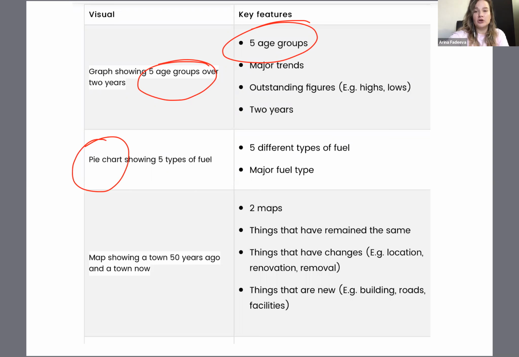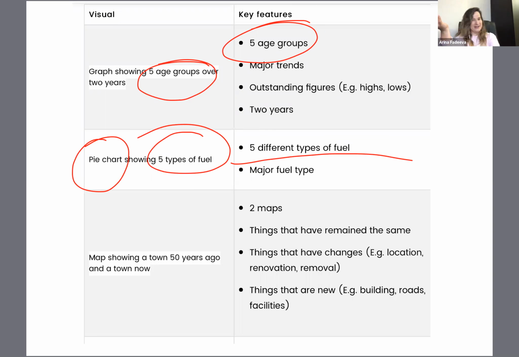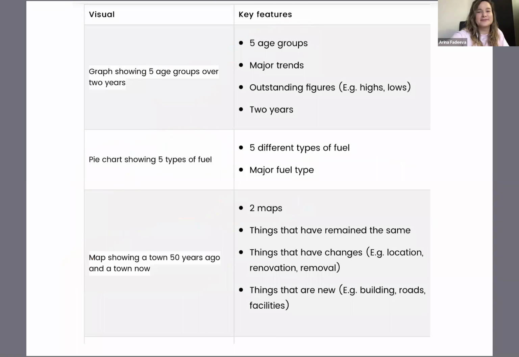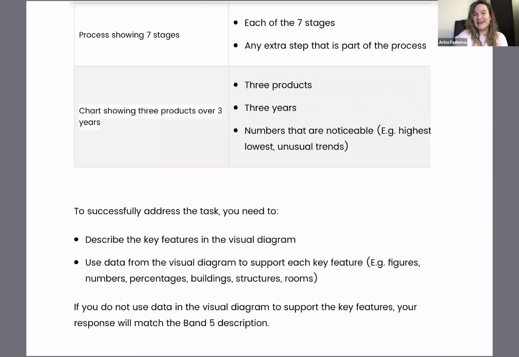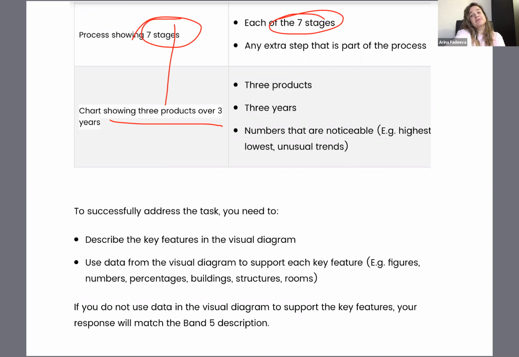Then if you have a pie chart with 5 types of fuel, those 5 types of fuel are going to be your key features, because some students think that they have to omit something. They don't have to describe everything, and that's why they lose marks. If you are given 2 maps, then 2 maps are the key features. If a process consists of 7 stages, then 7 stages are the key features. If a chart shows 3 products, then 3 products are the key features.